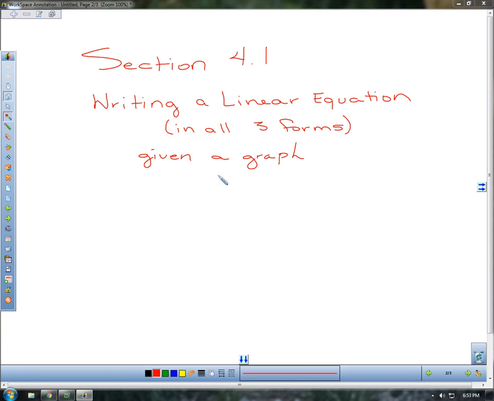Hello, Algebra 1 students. Today we're going to start Section 4.1. Unit 4 is Linear Function Applications. So the first thing we're going to do is write a linear equation in all three forms: slope-intercept, point-slope, and standard form, if we're given a graph.